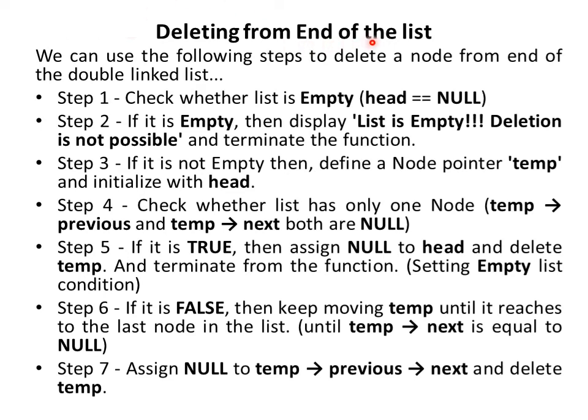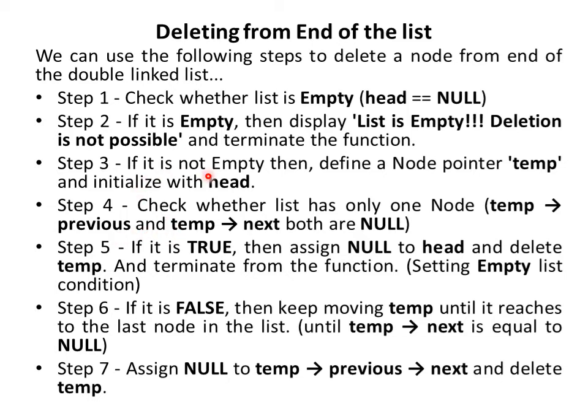Then deleting from the end of the list. What are the steps we will follow? We will check whether the list is empty first. Previously the same condition was there, and here it is also the same: if head equals null, then it will print list is empty, deletion is not possible, and terminate the function.